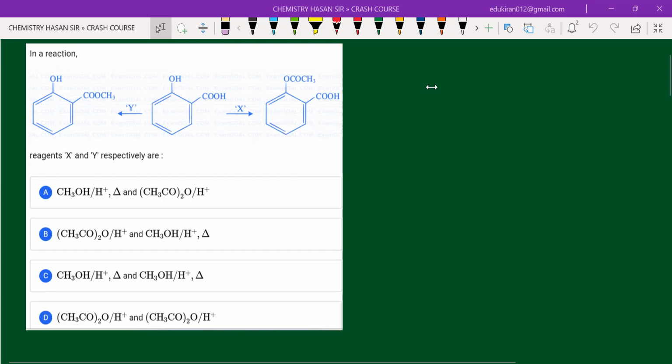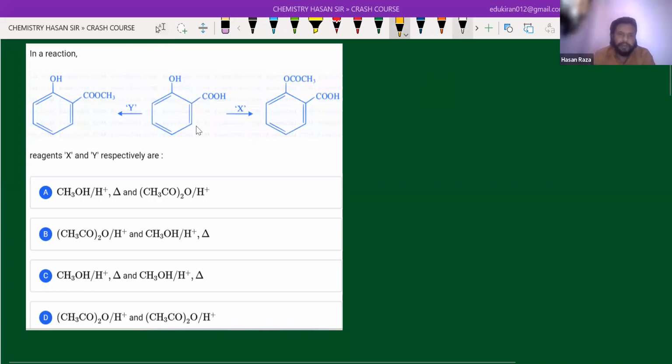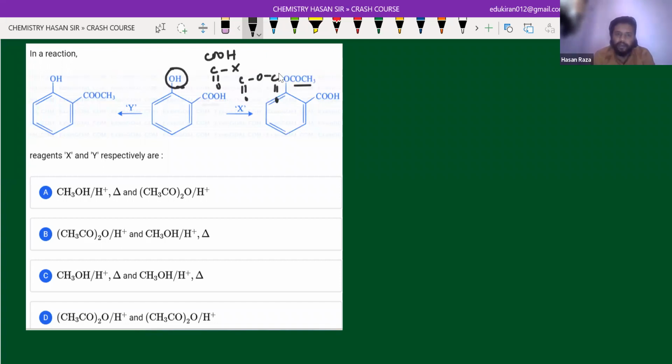Yeah, MJ, any answer? KV, very good. You see, I'm going to explain. Very good, MJ. Now see, it's very easy. See, this is your carboxylic acid and this is your OH alcohol. And here you can see alcohol changes into what? Ester. That means this alcohol can be reacted with carboxylic acid, can be reacted with acyl halide, can be reacted with acid anhydride, as you can see.